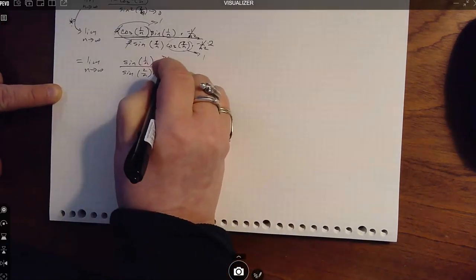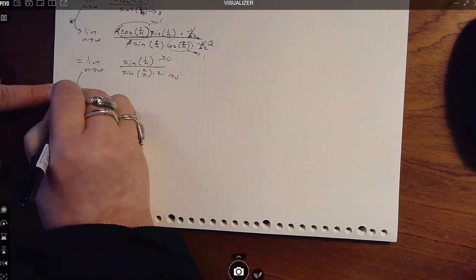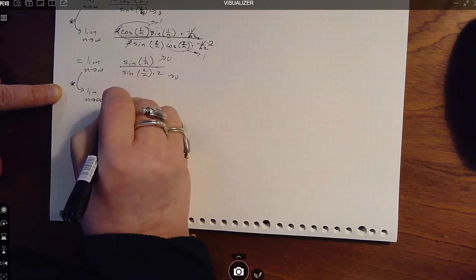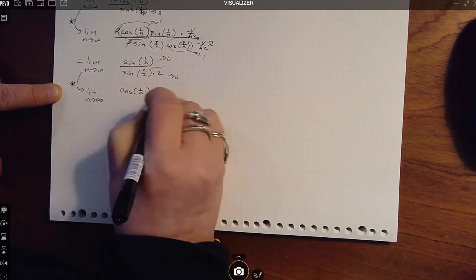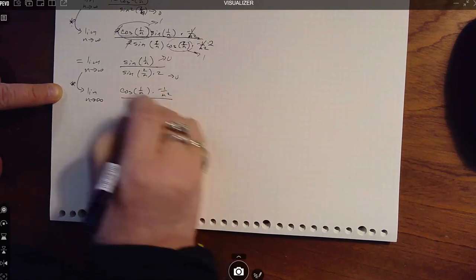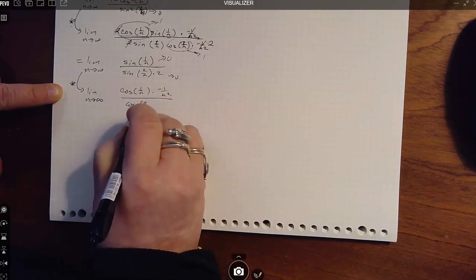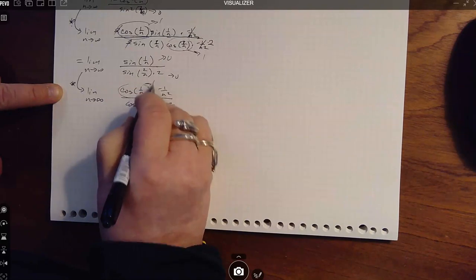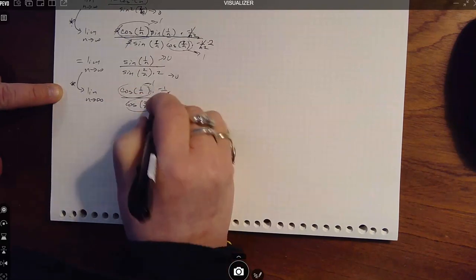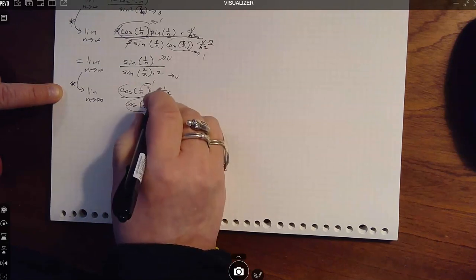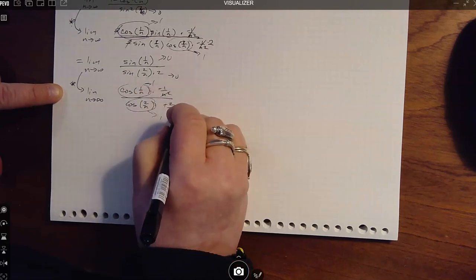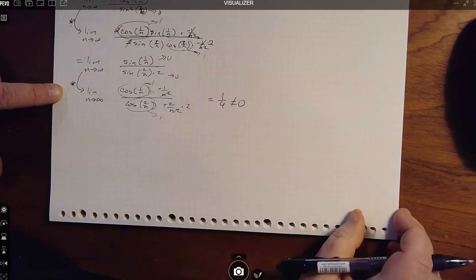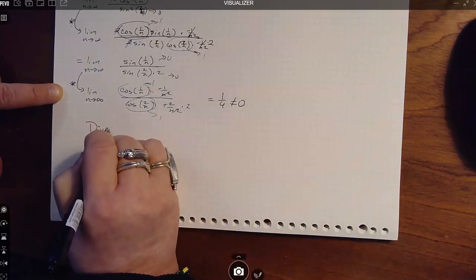Now, 0 over 0. Take the derivative. Derivative of sine is cosine of 1 over n. Derivative is negative 1 over n squared. Here I have derivative of sine is cosine of 2 over n. Derivative is negative 2 over n squared. Both of these go to 1. I cancel out the n squareds. I cancel out the negative. Oop, and I lost a 2. There's still a 2 on the bottom. So this limit is 1/4, which doesn't equal 0, which means this diverges.